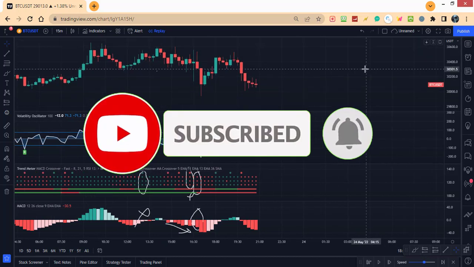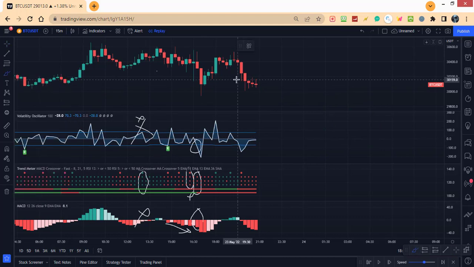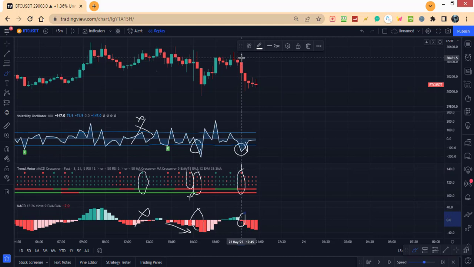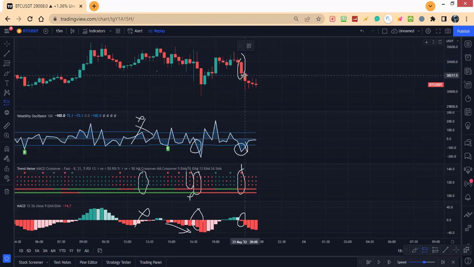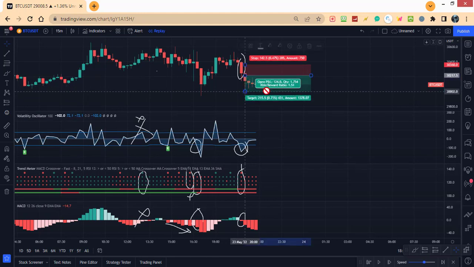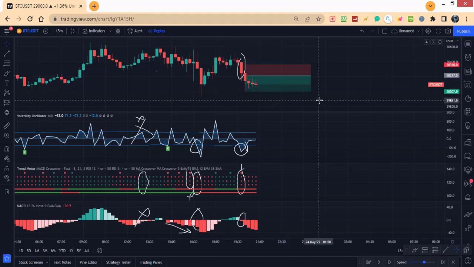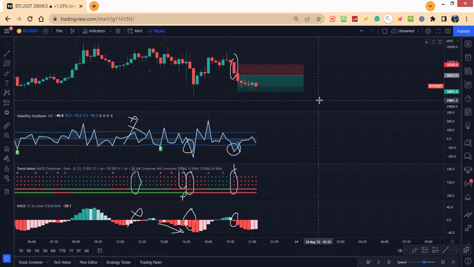So let's see if we can find a perfect, accurate signal. Here you can see we have volatility below the lower line, all the meters are in alignment, and there is the start of MACD selling volume. So this is a perfect entry signal for a short from here. And we can take a 1 to 1 risk to reward ratio. Let's see where it can go.